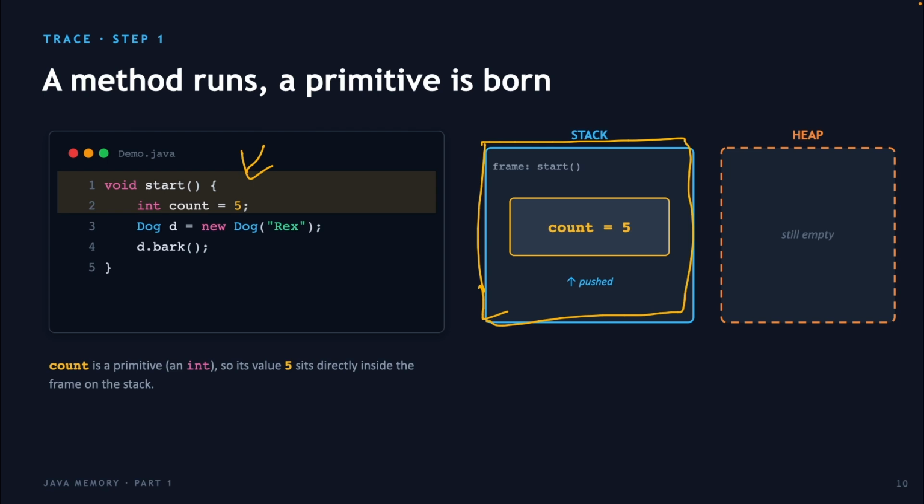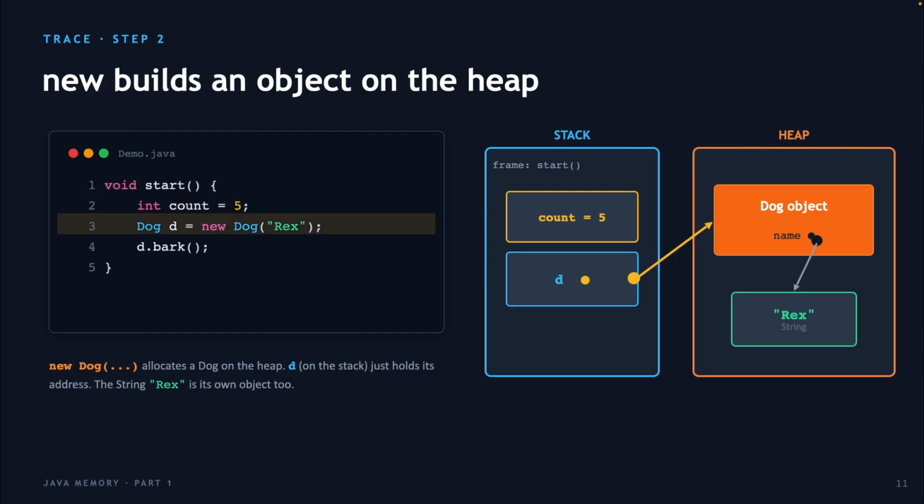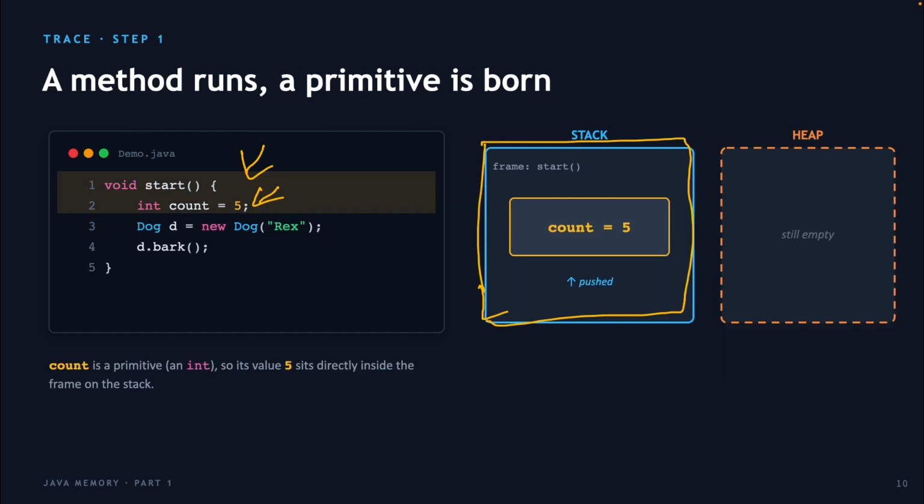Now when we reach the line int count equal 5, count is an int, and int is a primitive type. Since it is primitive, it is small, simple data. It is not an object. So Java stores the actual value directly inside the stack area. In this case, the value 5 will live right there on the stack only. So no object is created as of now, and the heap is not used at all.